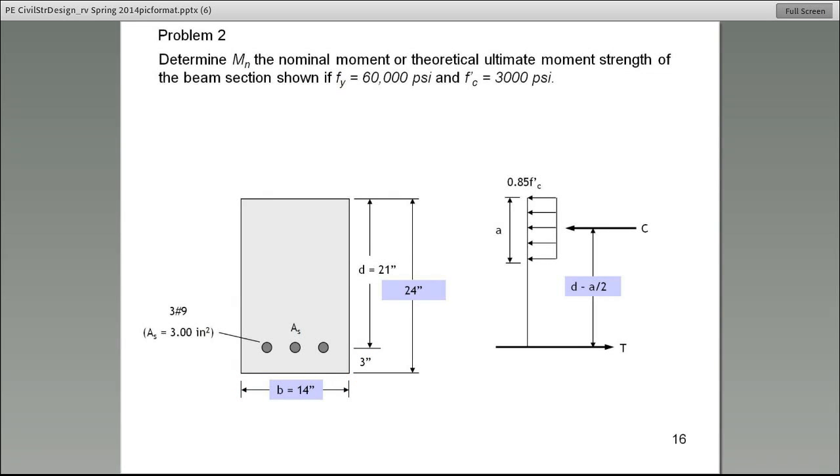I want everybody to do this problem with me, please. This is also very important. So, if you go back to your notes, the third item that I said that you need to learn is nominal moment. What I said was nominal moment, and here I'm going to show you how to calculate the nominal moment for a given concrete cross-section. All right?